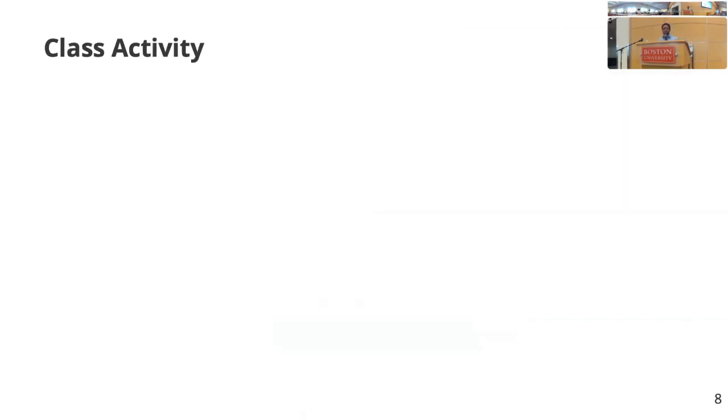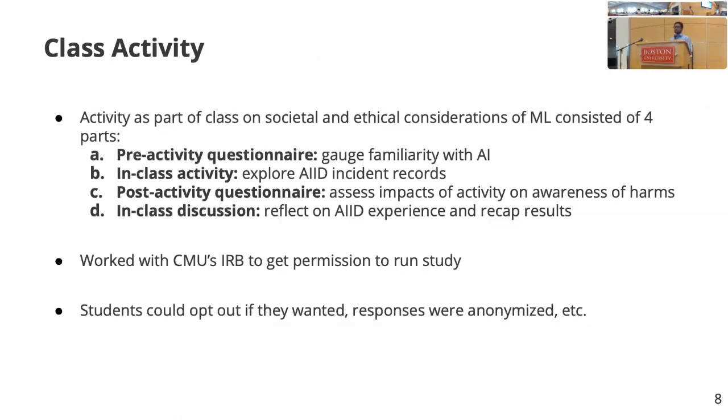This brings us to the class activity that we ran to explore this research question. As part of the course, Societal and Ethical Considerations of Machine Learning, run by the last author, we conducted an activity that consisted of 4 parts. So first, a pre-activity questionnaire to gauge students' familiarity with AI and its applications. Next, an in-class activity to explore incident records in the database. Then, a post-activity questionnaire to assess the impact of the activity on students' awareness of AI harms. And finally, an in-class discussion to reflect on the experience of using AIID in terms of its benefits and limitations, as well as to share aggregate questionnaire findings.